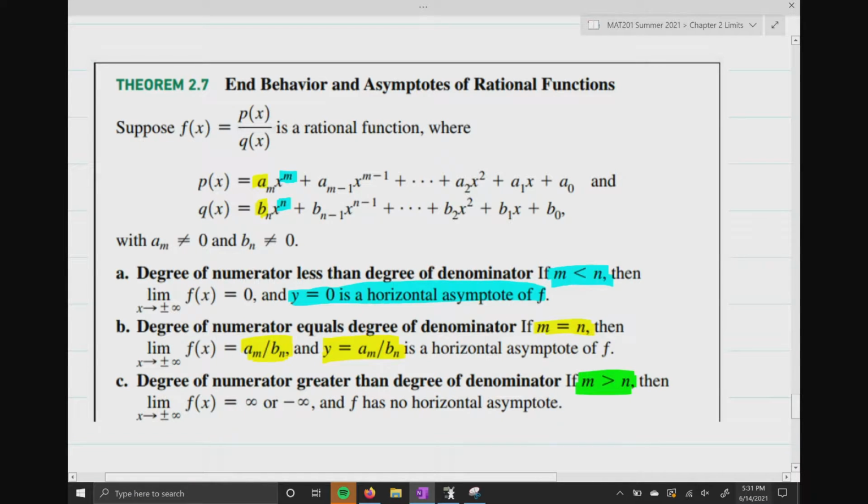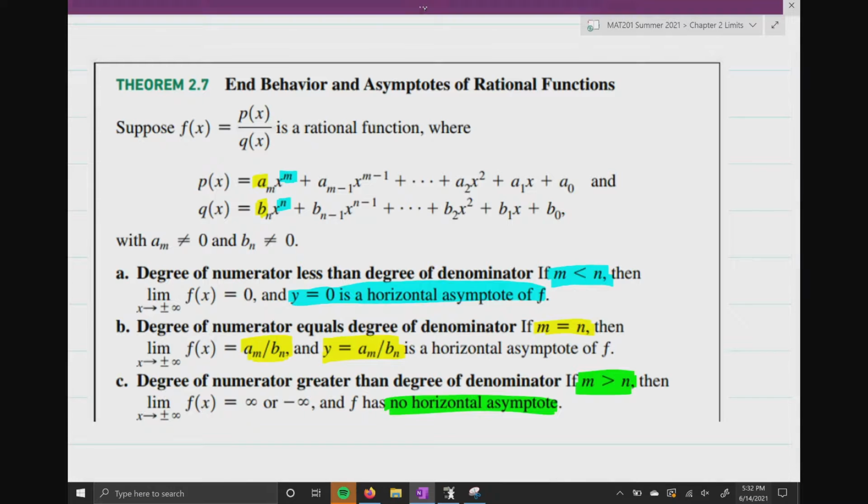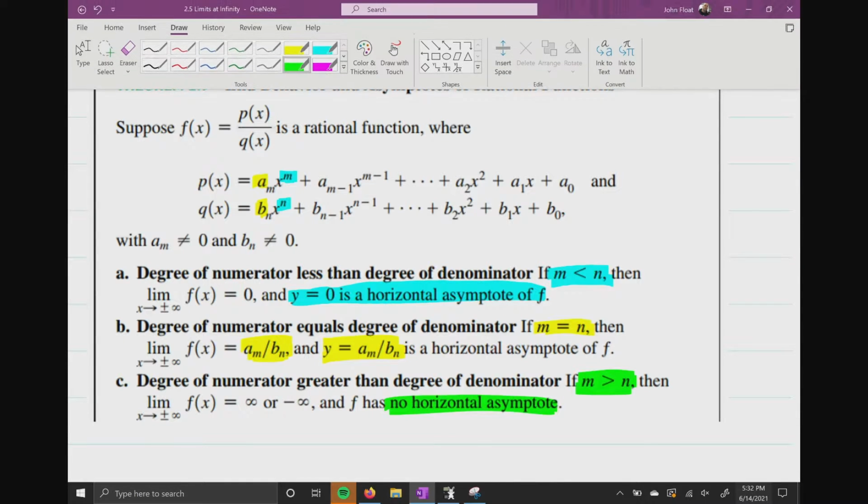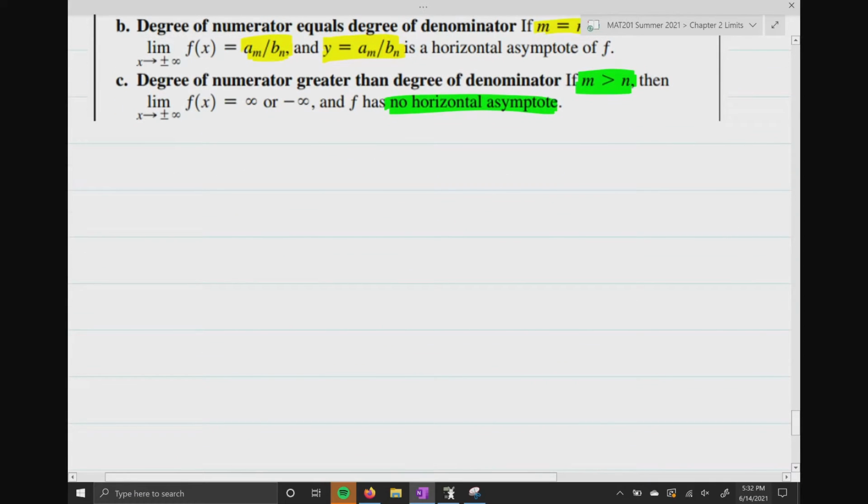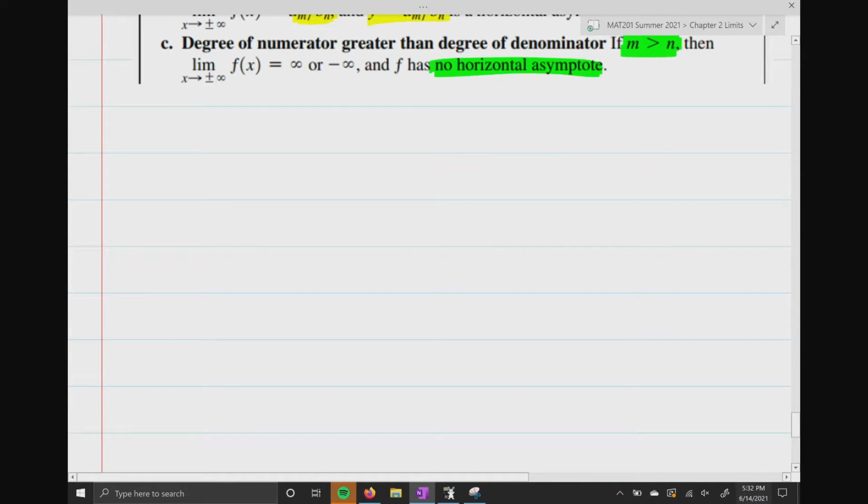So lastly, if the degree of the numerator is greater than the degree of the denominator, there are no horizontal asymptotes. So let me show you some examples. We're going to fly through this now, which is actually really cool. So for example, we're going to find the horizontal asymptote. And what I'll do is with some of these, I'll go ahead and graph them in Desmos so you can see what they look like.